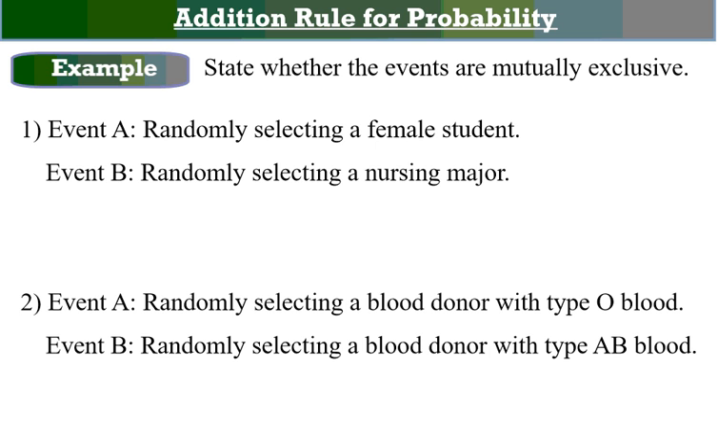So the first thing we're going to do is just practice using that vocabulary, identifying whether events are mutually exclusive or not. So situation number 1, event A is randomly selecting a female student. Event B would be randomly selecting a nursing major. Maybe this is at a college. Are these 2 events mutually exclusive or not? These are not mutually exclusive events.